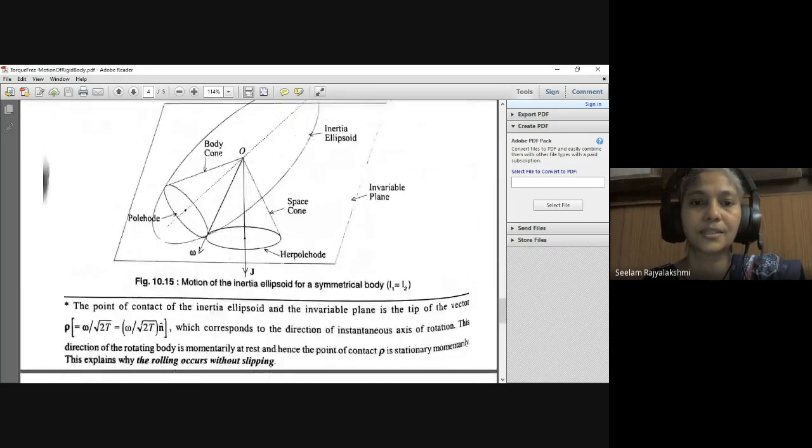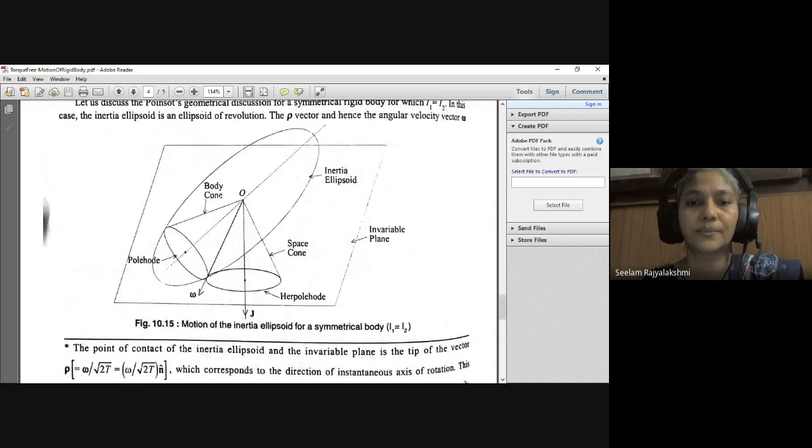Let us discuss the motion of the inertia ellipsoid for a symmetrical body, when I1 equals I2. This is the invariable plane, and this is the body cone. This cone is the space cone, and here we have omega and J, the polhode and the herpolhode, and this is the inertia ellipsoid. That means when I1 equals I2, this is the motion of the inertia ellipsoid for the symmetrical body.